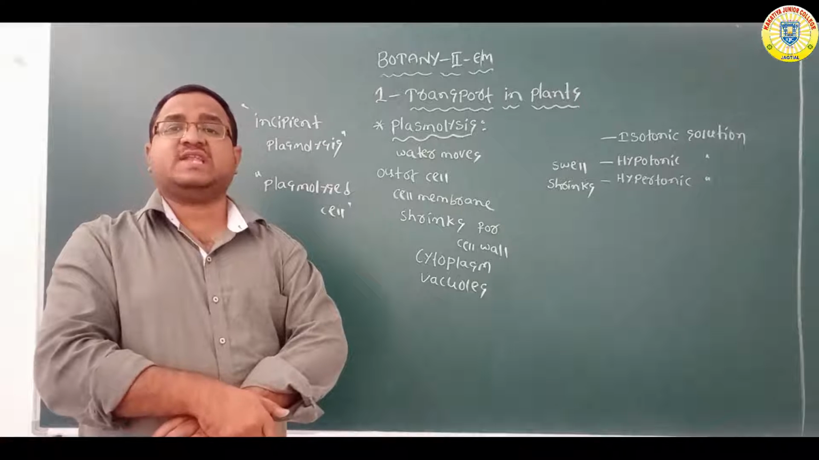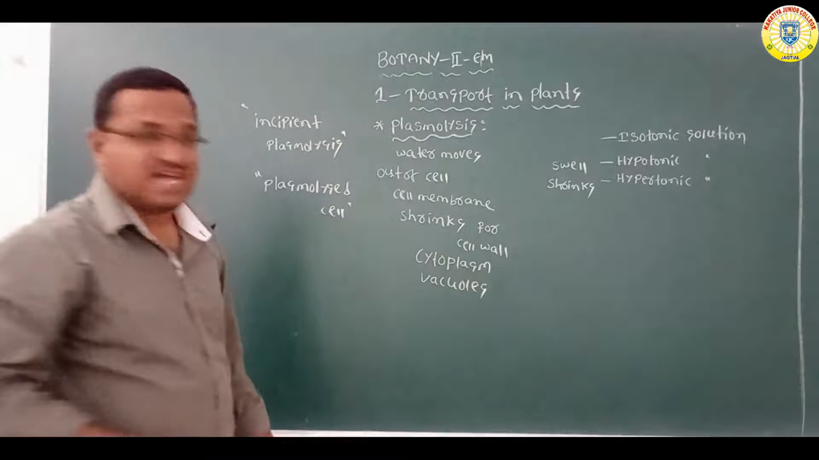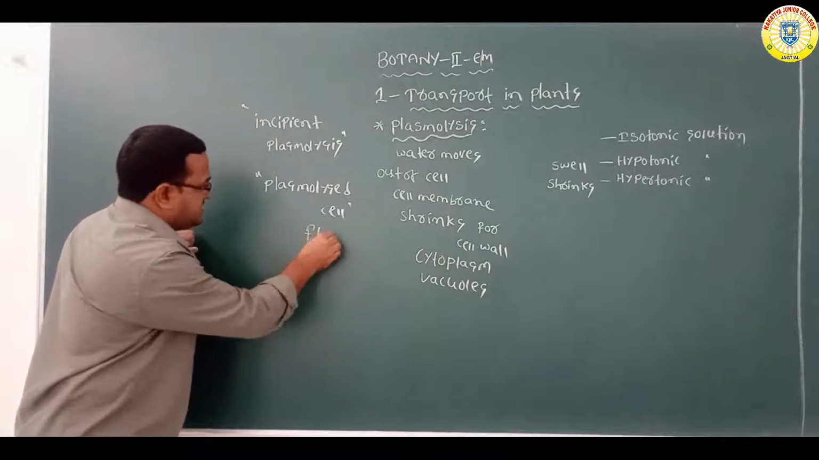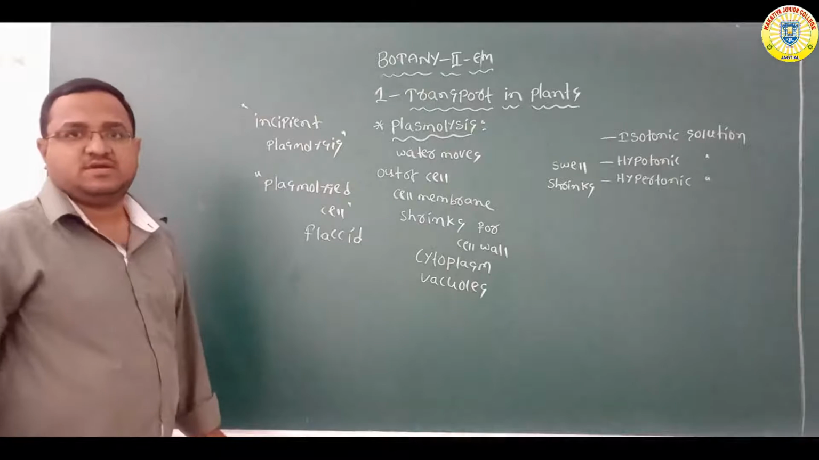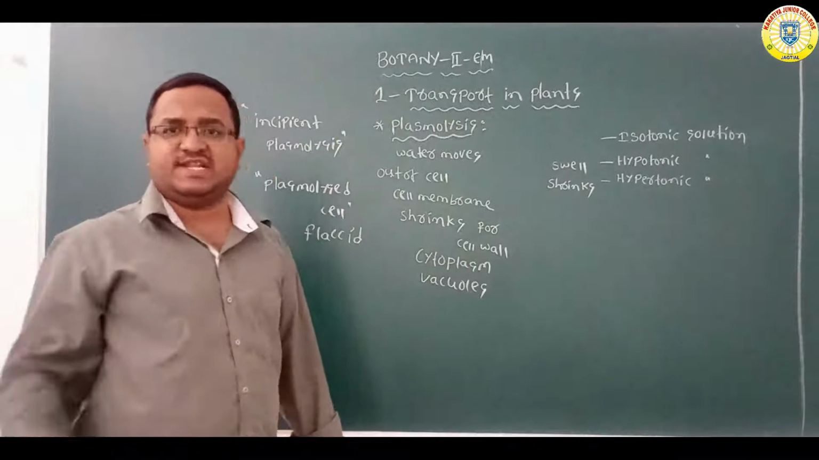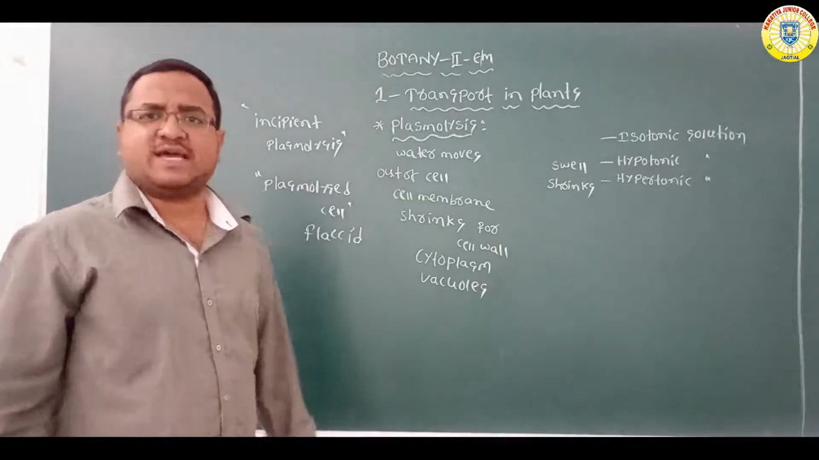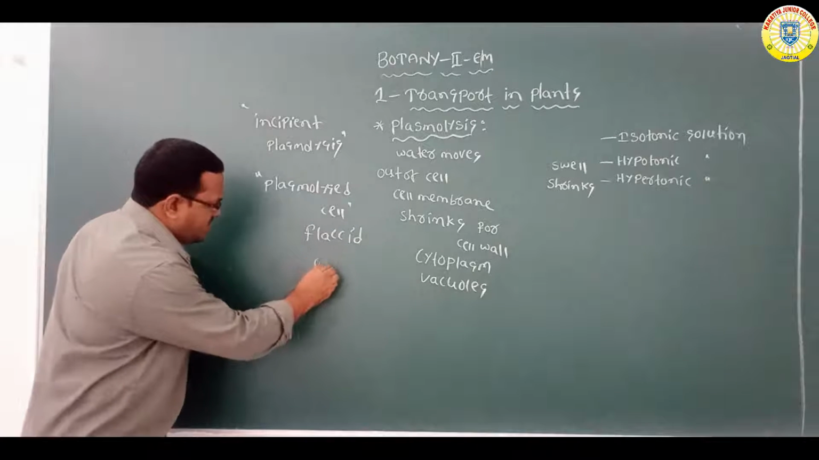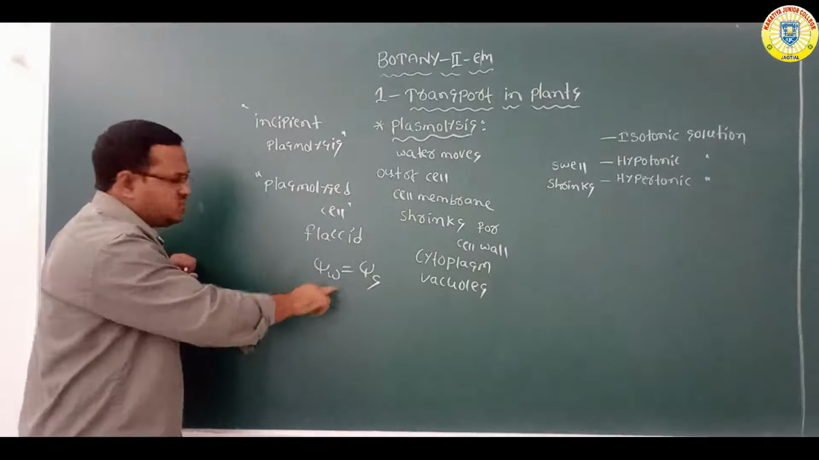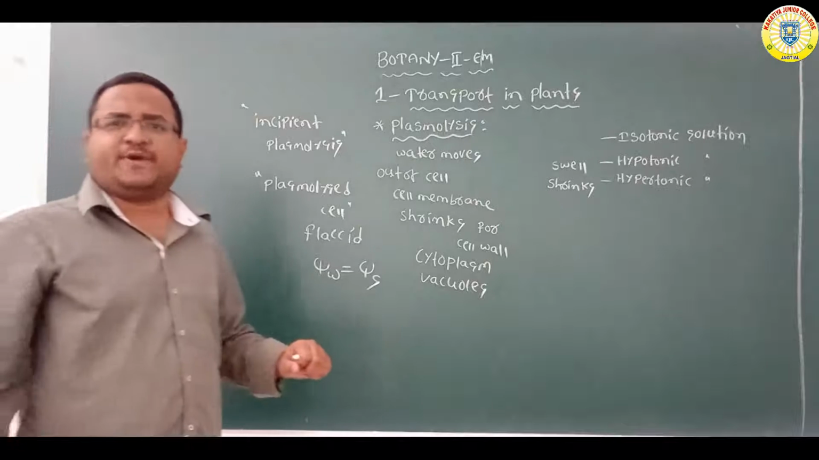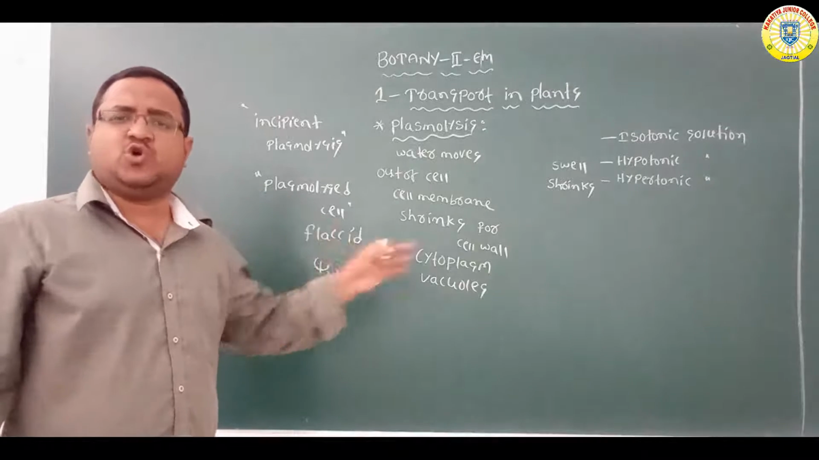When living cells are kept in hypertonic solutions, they become flaccid. Flaccid means shrunken. In these cells, pressure potential is 0, and water potential is equal to solute potential. Psi w is equal to psi s, but pressure potential is 0.